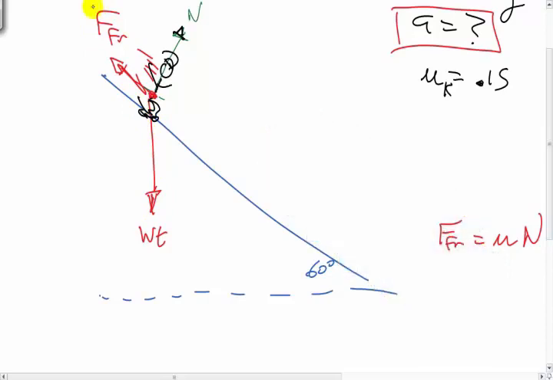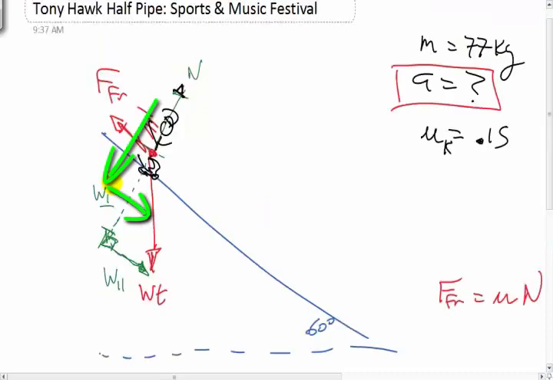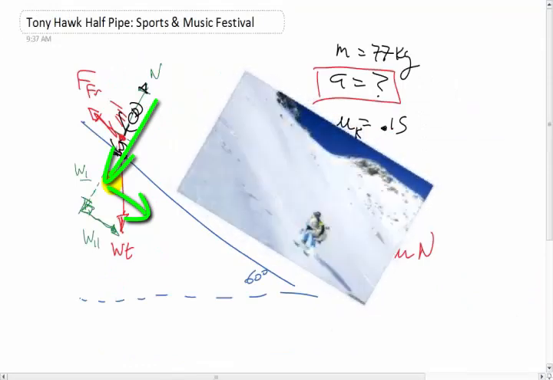The weight vector. So here's a trick. Don't think of gravity as pulling you straight down. Think of it as doing two things. Remember how every vector can be broken up into other vectors? We're going to break this into a vector triangle. This is a right angle. This is going to be called weight perpendicular and weight parallel. So in other words, gravity is doing two things. Gravity is pulling you down the ramp, down the half pipe rather, and then it's also holding you onto the ramp.